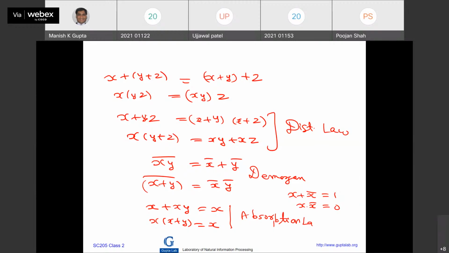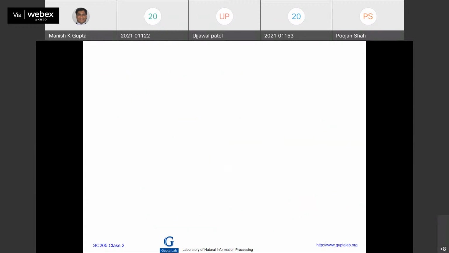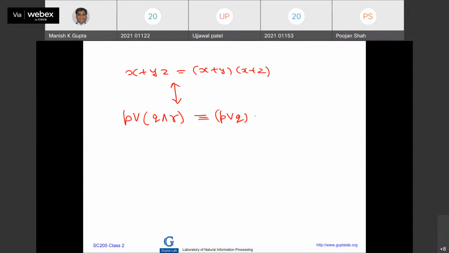So after telling you all this business, by the way, also you should note that, one thing that I would like to mention here, these Boolean statements like x plus y into z is equal to (x plus y) into (x plus z) is equivalent to P join Q meet R. Do you agree?